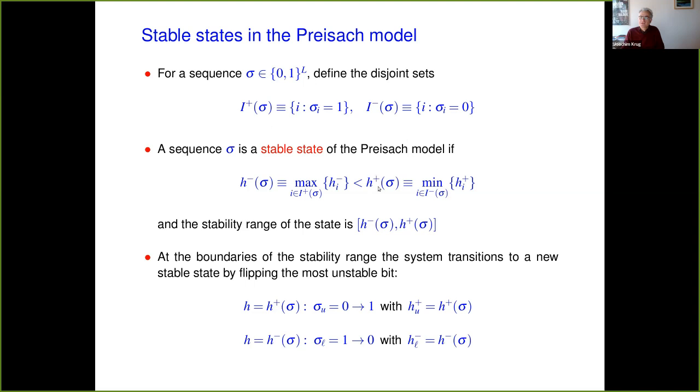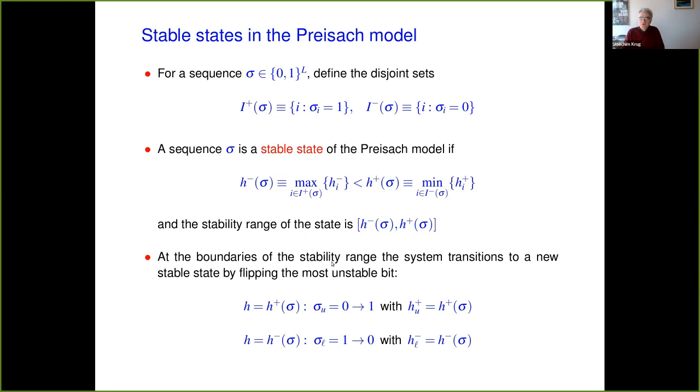And similarly, you have to be below the upper switching field of all the spins in the set I minus, right? So if this condition is true, then there is a stability range, H minus of sigma and H plus of sigma, where the state is stable, right? And the set of all the states that are stable at some H is a set of stable states.